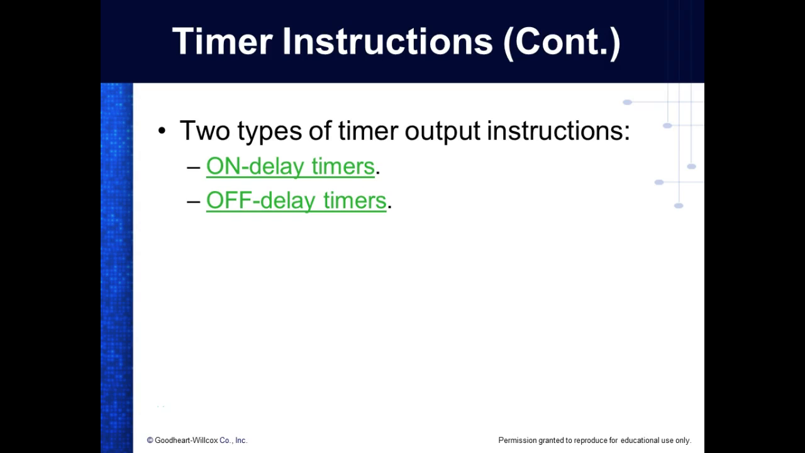So what is an on delay? It starts timing when the rung becomes true. An off delay will start timing when the rung becomes false. Everybody understand that? Does that make sense?